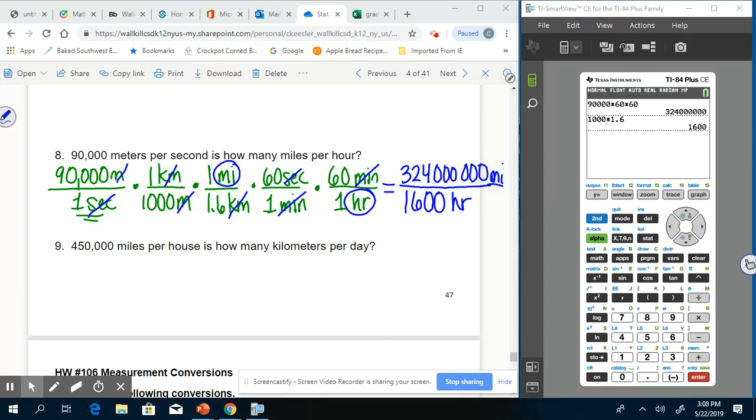Okay, so if we try 324 million divided by 1,600, we get 202,500. So it's 202,500 miles per hour. So something's driving really fast.